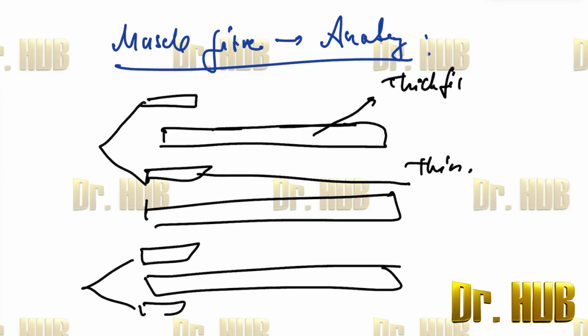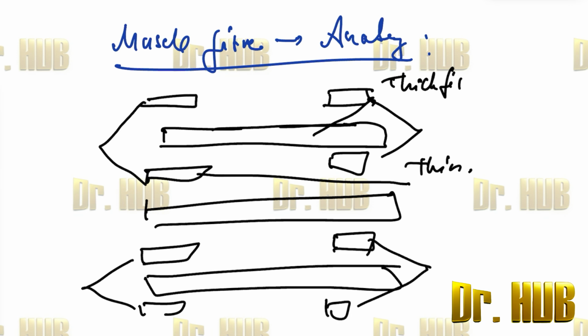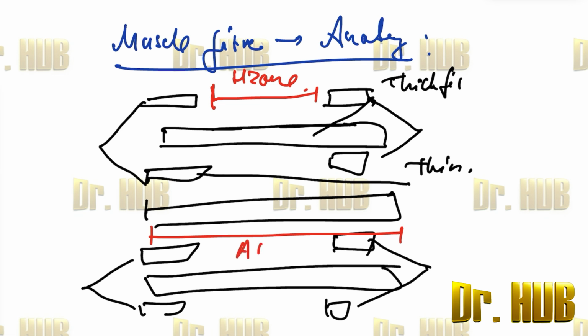So thick filament, thin filament, and now let's look at the zones. In between is nothing but the H zone. And the entire unit of the thick filament is known as the A band.